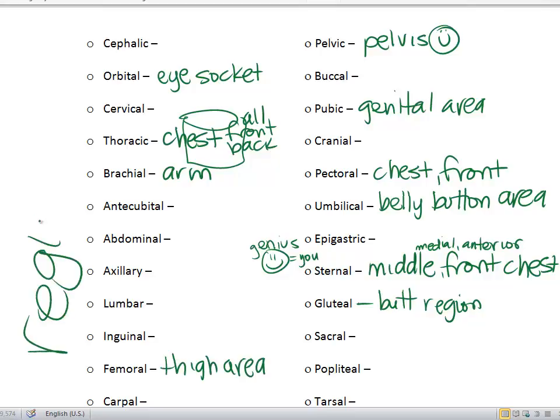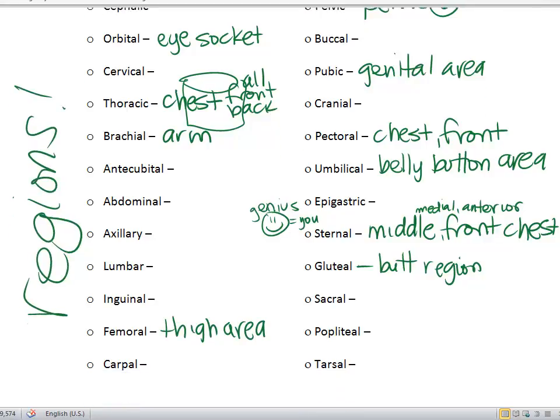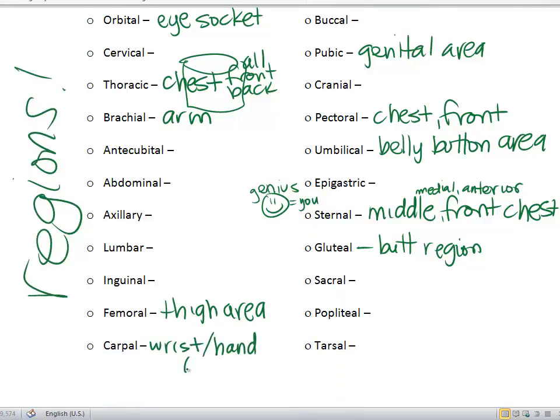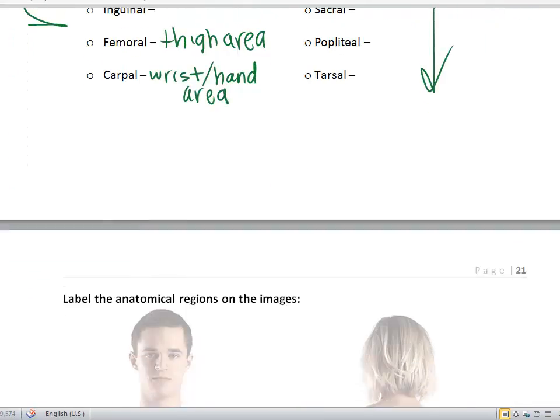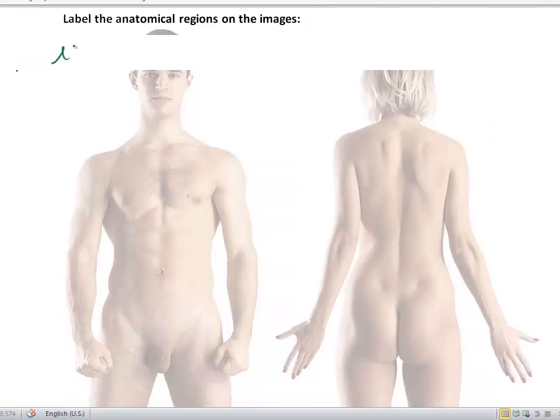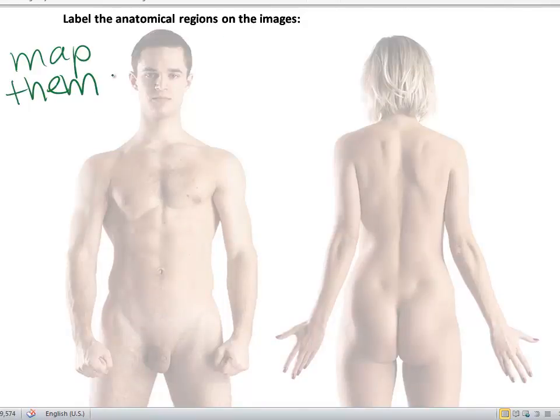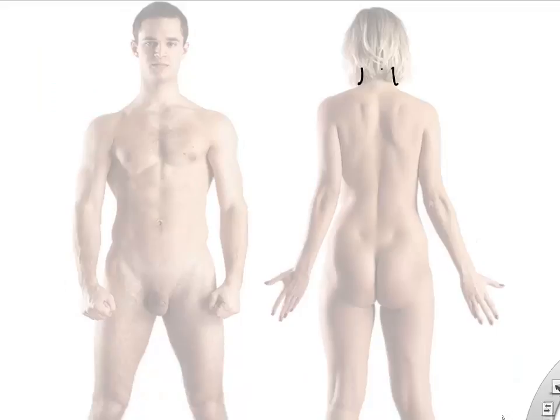A lot of these you've heard of, some of them you haven't. So the ones you haven't, make sure you look them up and try to write something that you can remember. Like femoral is the thigh area. Carpal is the wrist. I don't know if we're going to go through all of them in this video, but we're going to go through most of them. So, for example, famous area.